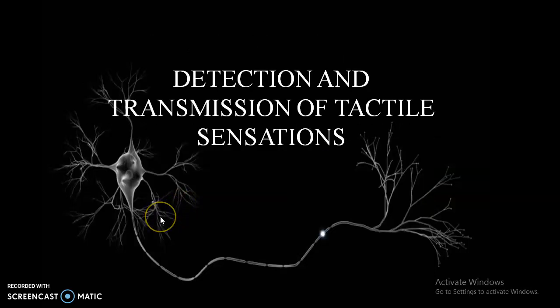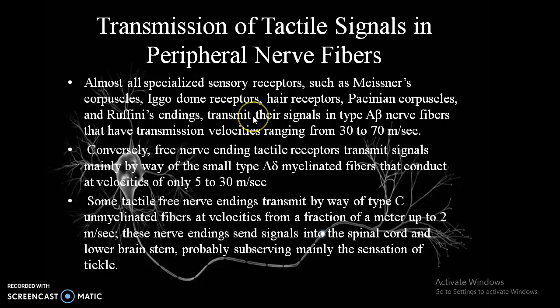Coming on to the most important topic that we have to discuss, the detection and transmission of tactile sensations. So let's go on to that. Transmission of tactile signals in peripheral nerve fibers. We already learned about the different types of nerve fibers and the different types of endings they have: free nerve endings, encapsulated nerve endings, special sense organs, etc.